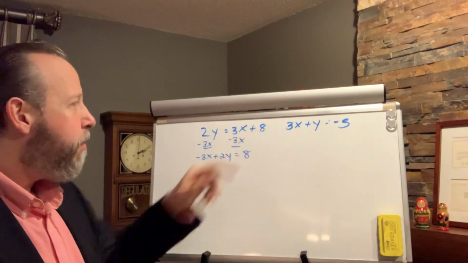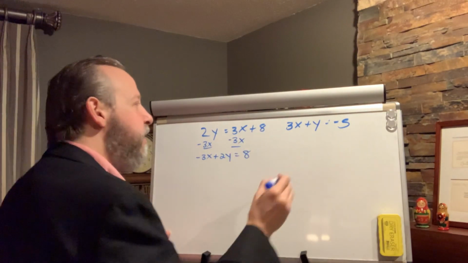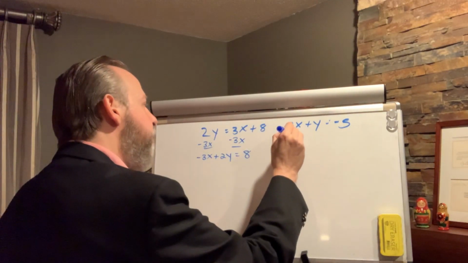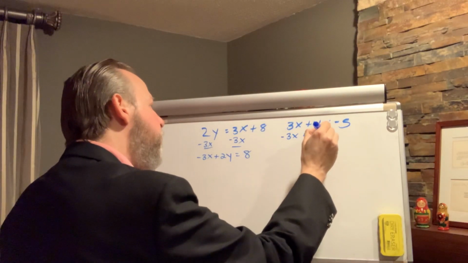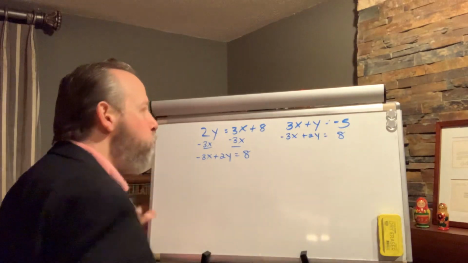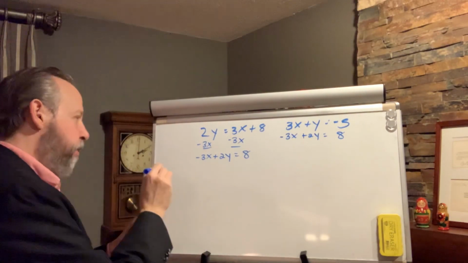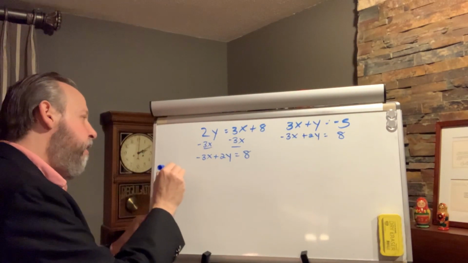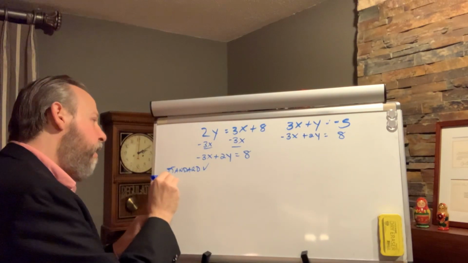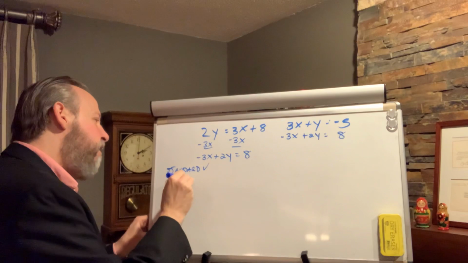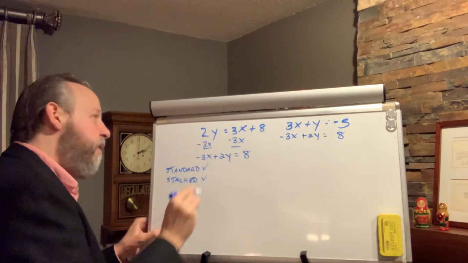Now that they're both in standard, I'm going to stack them, line them up. I'm just going to put it over here. Negative 3x plus 2y equals 8. So we had, and I'll put it over here, was it in standard? Now it is. Is it stacked? Now it is.